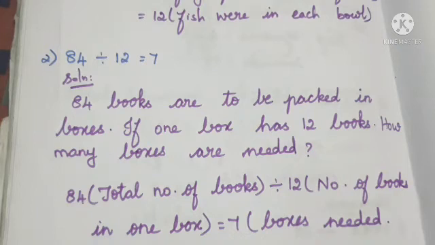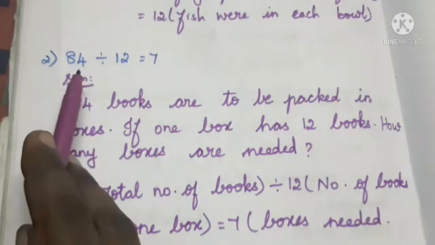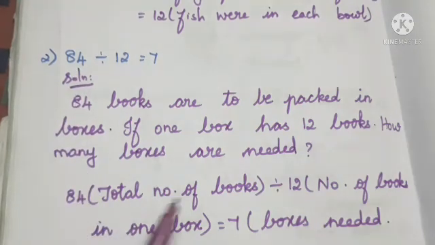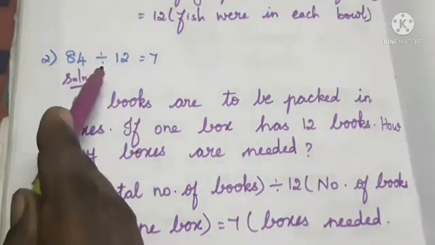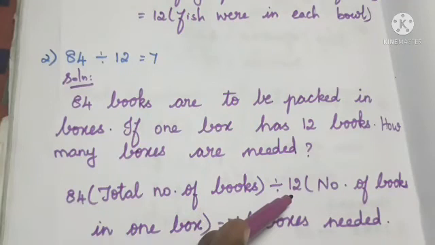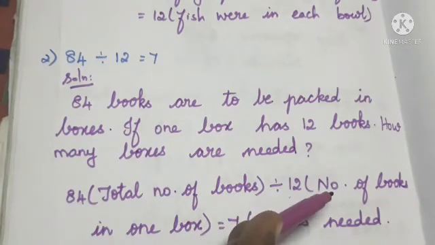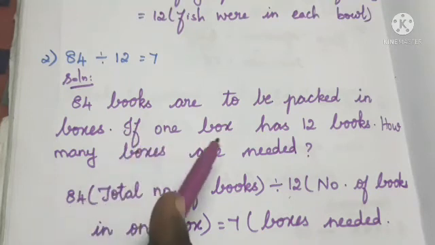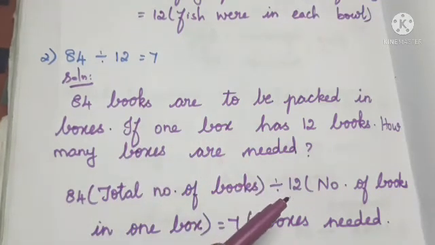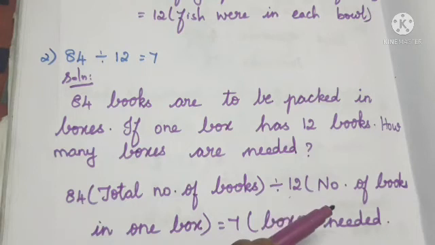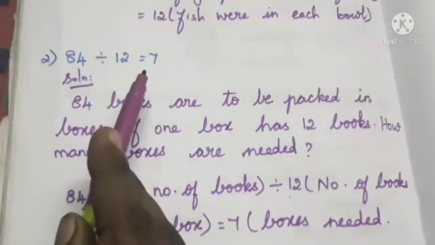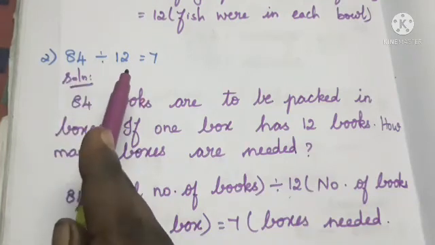See, in the question 84 is there, that is the total number of books. We want to write it in the bracket: 84 is the total number of books. The next symbol is the division symbol. Then 12. 12 is the number of books in one box. If you divide 84 by 12, what's the answer?